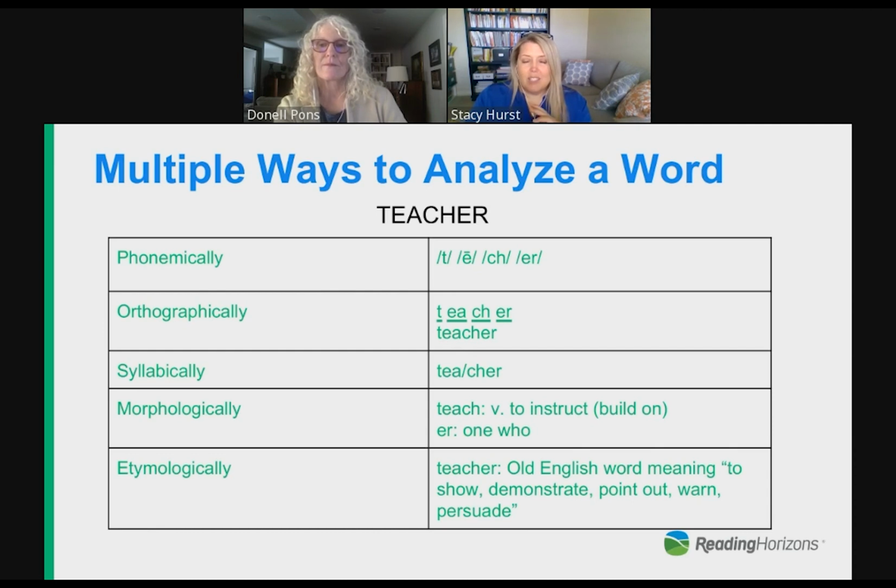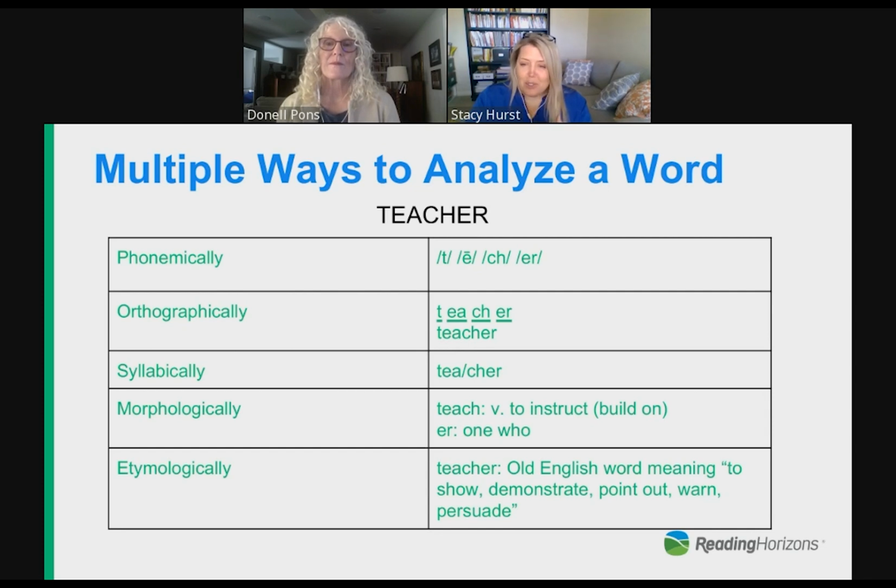And then this is the other really interesting thing, whether you're working with an advanced reader or a beginning reader, etymology is something that I've always found helps students gain attention. It gets their attention because you learn some really fascinating things about words when you look up the history of a word. So the word teacher is Old English, and it comes from a word that meant to show or demonstrate, to point out, to warn, or to persuade.